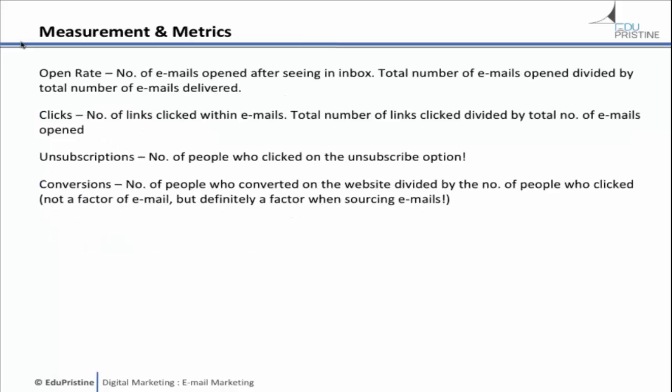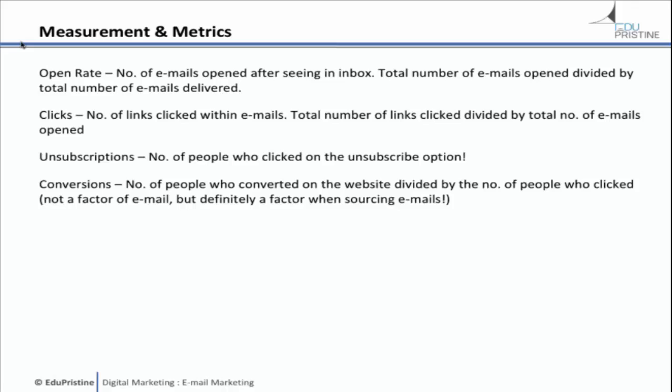Okay, so what are the measurements and metrics? I mean, what are the things that you would actually measure once you run an email-based campaign? So one is open rate: the number of emails opened after seeing in inbox. Total number of emails opened divided by total number of emails delivered. So basically, I sent out 10,000 emails, out of which 9,500 got delivered, out of which only, say, 50% were opened. So that is the open rate.